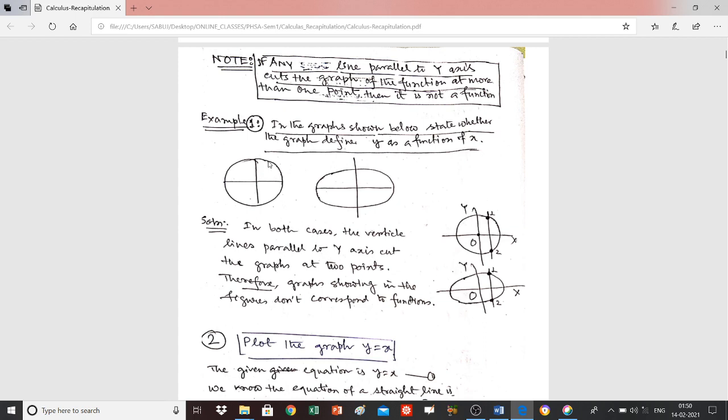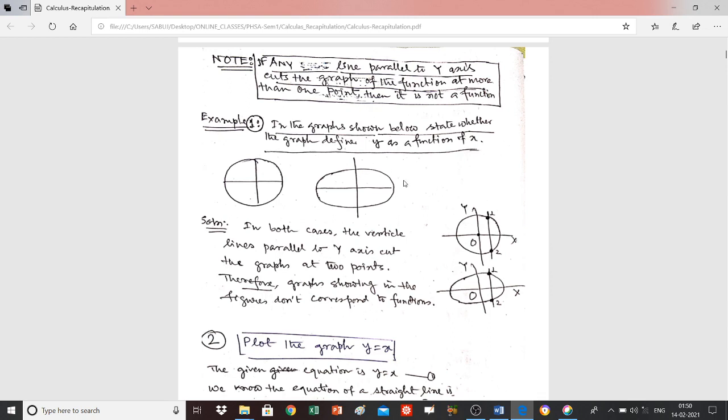So now you draw another straight line parallel to the y-axis. This line cuts this graph in 2 points. This is number one and this is number two. So it cuts the graph at more than 1 point, so it is not a function. In this case, y cannot be represented as y is equal to f(x).